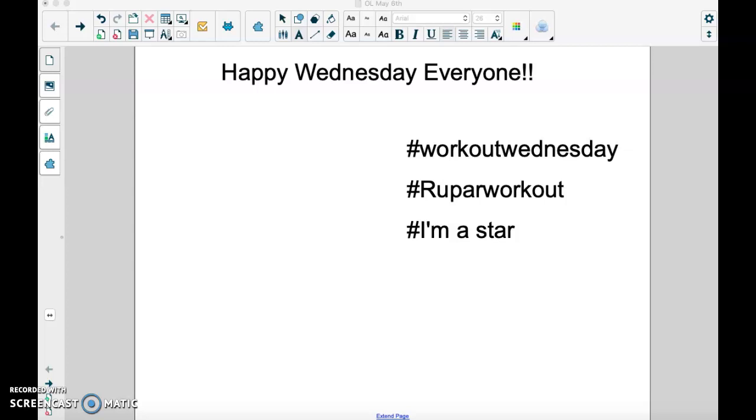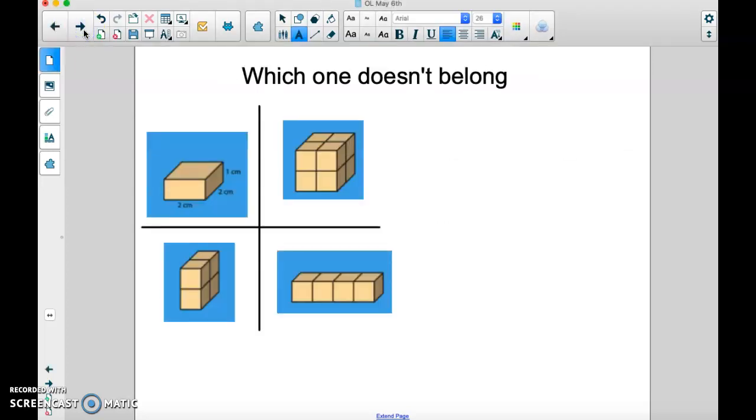Let's get right into it. So, we're going to start off with a which one doesn't belong. Figure out which of these pictures does not belong for you. Hit pause while you're thinking of that and come up with a reason as to why.